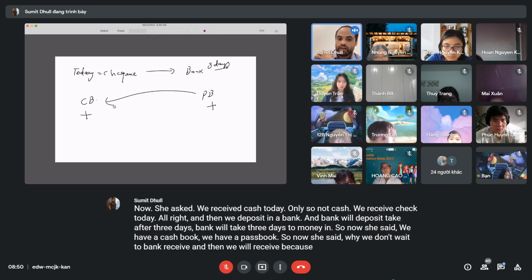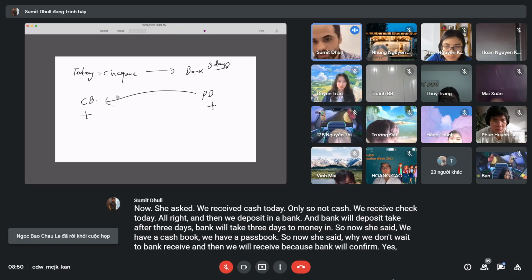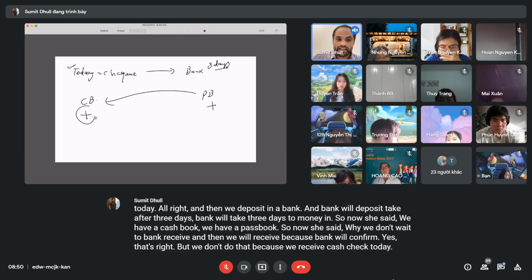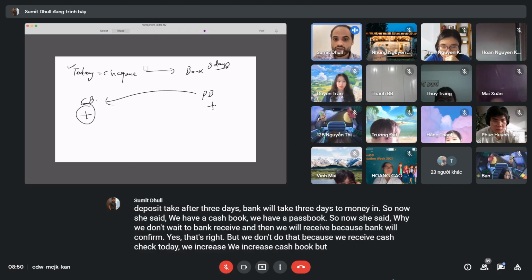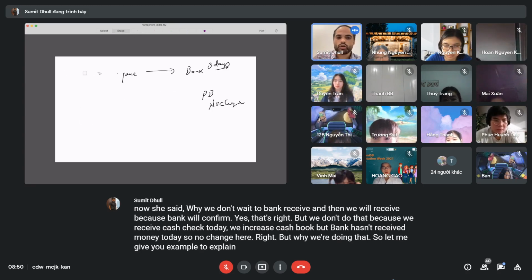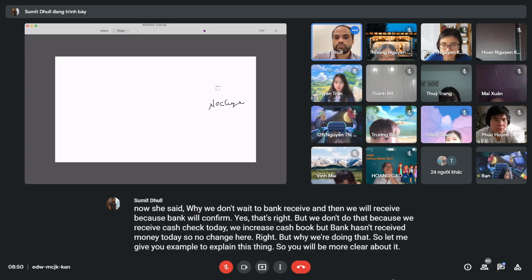because the bank will confirm. Yes, that's right. But we don't do that because we receive the check today, we increase the cash book, but the bank hasn't received the money today, so no change here, right? But why are we doing that? So let me give you an example to explain this thing so you will be more clear about it.